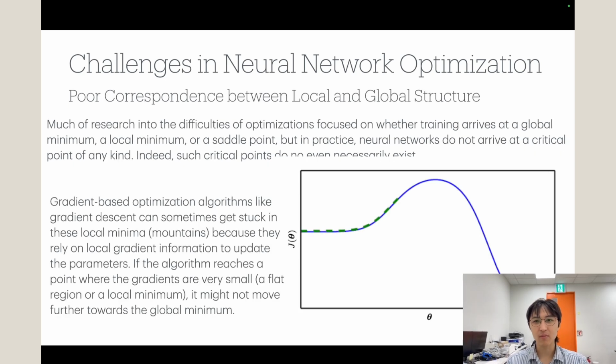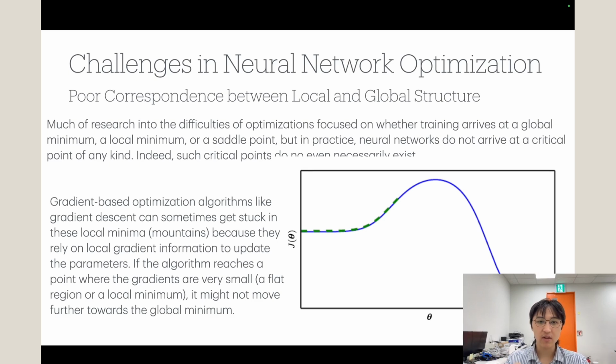And the last problem, I think maybe last but not least, is poor correspondence between local and global structure. Much of the research into the difficulties of optimization focused on whether training arrives at a global minimum, a local minimum, or a saddle point. But in practice, neural networks don't arrive at critical points at all. Indeed, such critical points don't even necessarily exist.